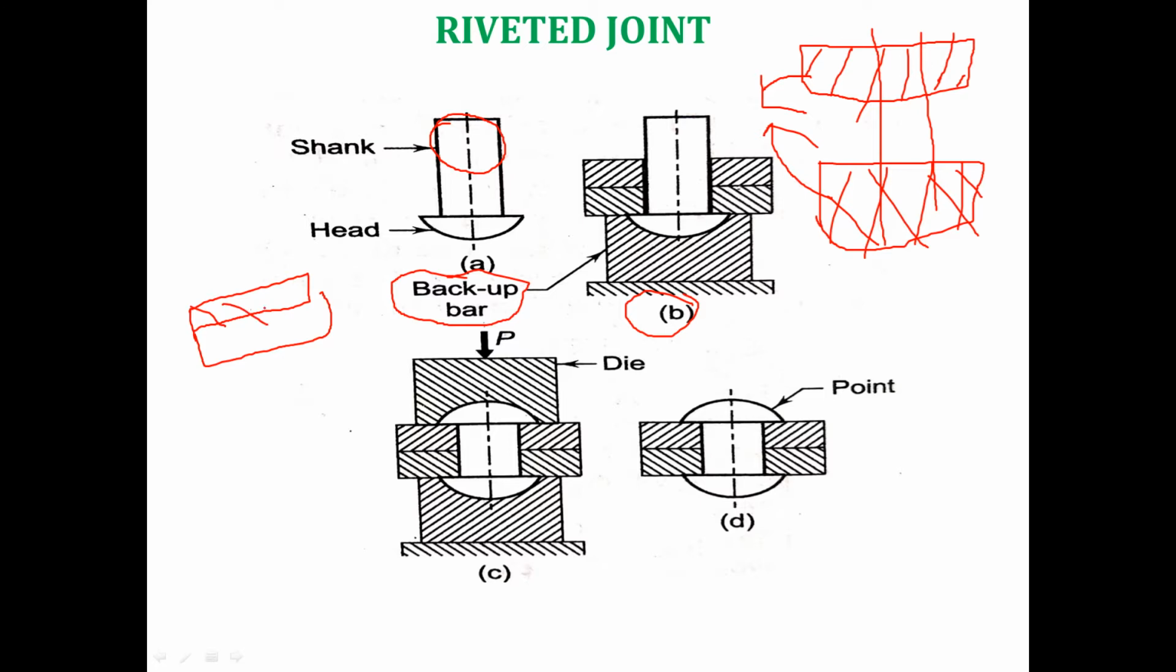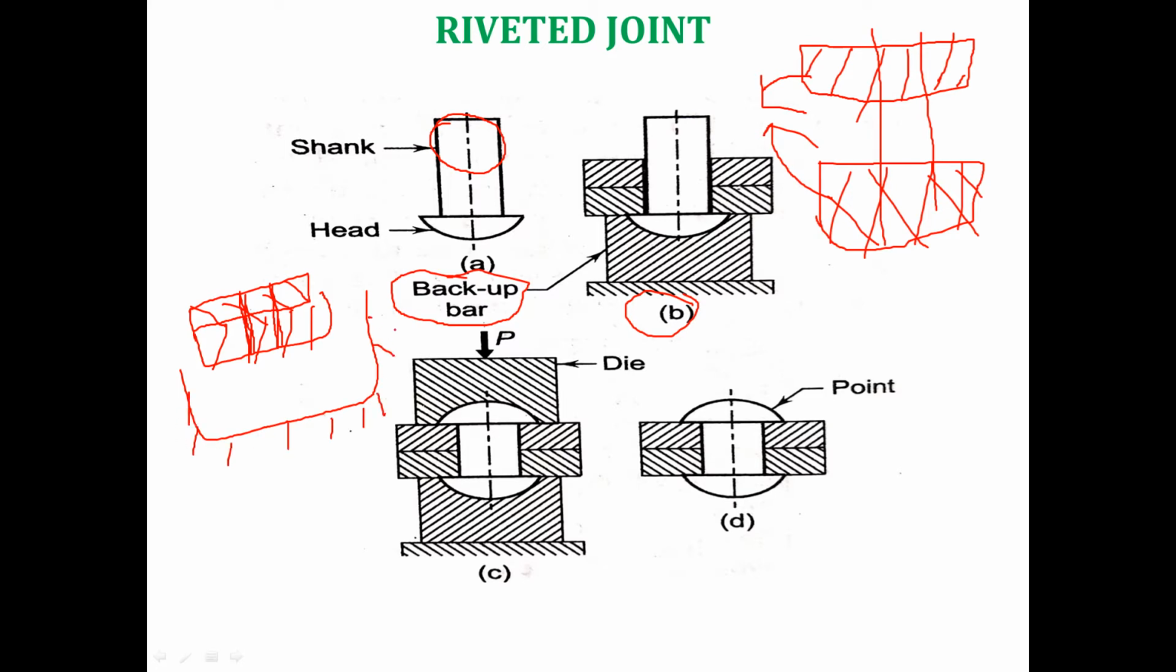This is your first part, and this is your second part. Already you have drilled a hole whose diameter is equal to the diameter of the shank portion or the body portion, and already you are having this backup bar or die over here.